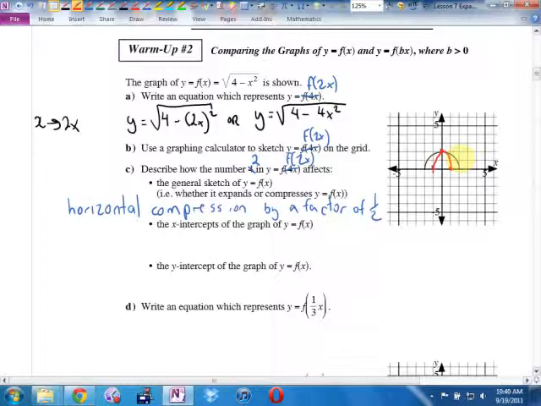Replacing x, trying to make it bigger? No, it's going to get fatter to compensate. Everything's backwards. Sorry, it's going to get skinnier to compensate. Did I say it's going to get fatter? It's going to get skinnier to compensate. Everything's backwards.